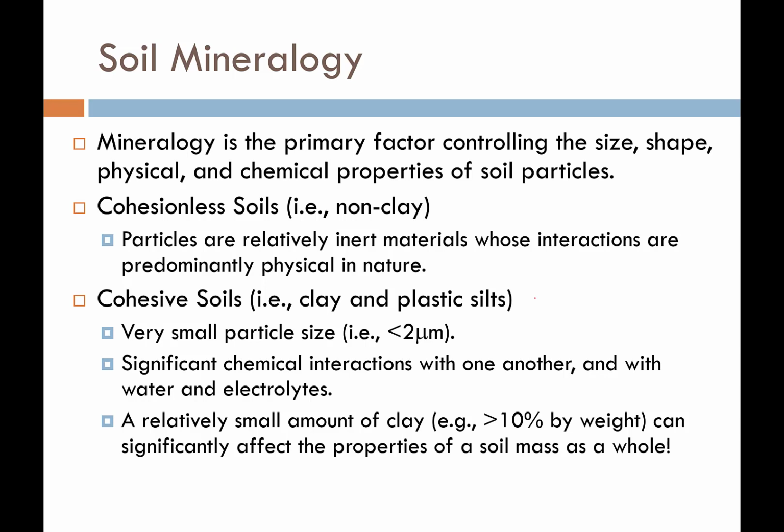Now, cohesive soils, these would be clays and plastic silts. These are a different animal. These types of soils are very, very small in particle size. How small? Usually less than 2 micrometers. A micrometer is 1/1000th of a millimeter. So that gives you an idea of how small these particles are.